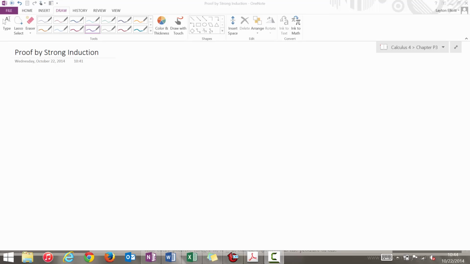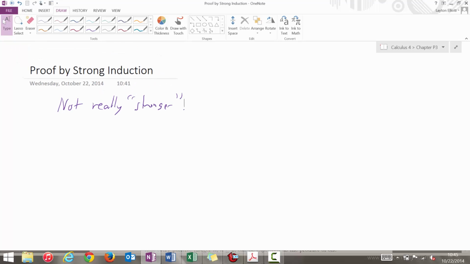This is a new section that I did not do last year. It's called Proof by Strong Induction. And the first thing I want to mention about it is that it's a misnomer. It's not really stronger. It's just different. So don't think that it's somehow better than the other one. Both accomplish what you want, both prove, but this is just a different variant.